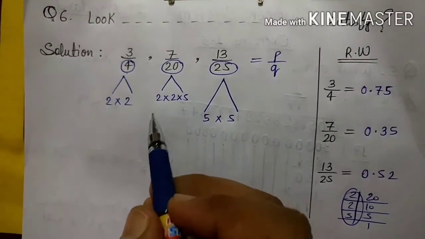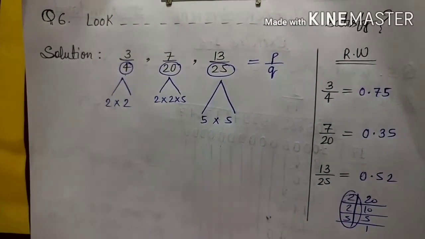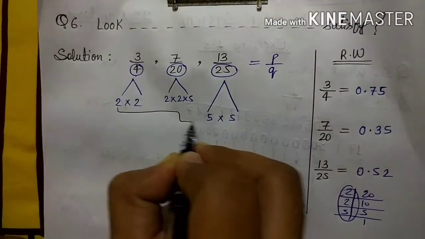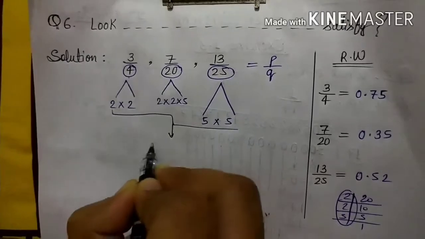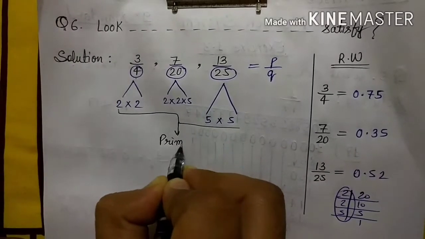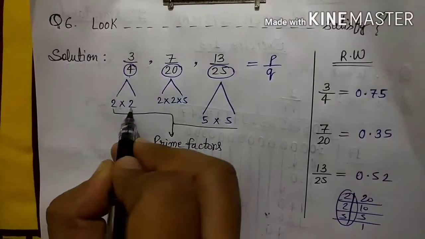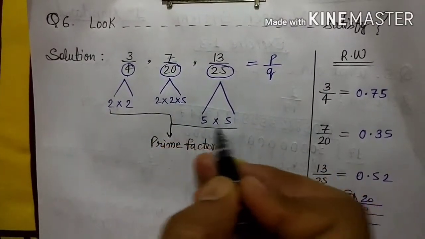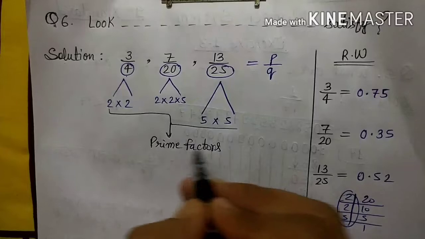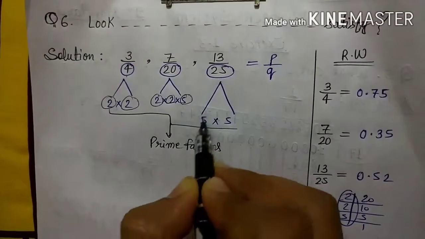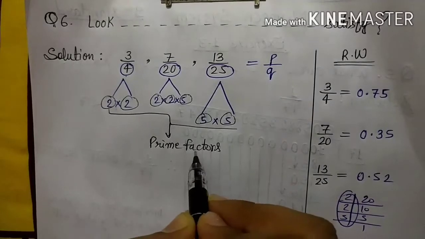Now what we have observed is that all these factors, 2, 2, 2 and this 5 also, are prime factors. Just check: 2, 2, 2, 5, 2, 5. These are all prime numbers. These are called prime factors. This 2, this 2, this 2, this 2, 5, 5, 5, these are all prime factors.